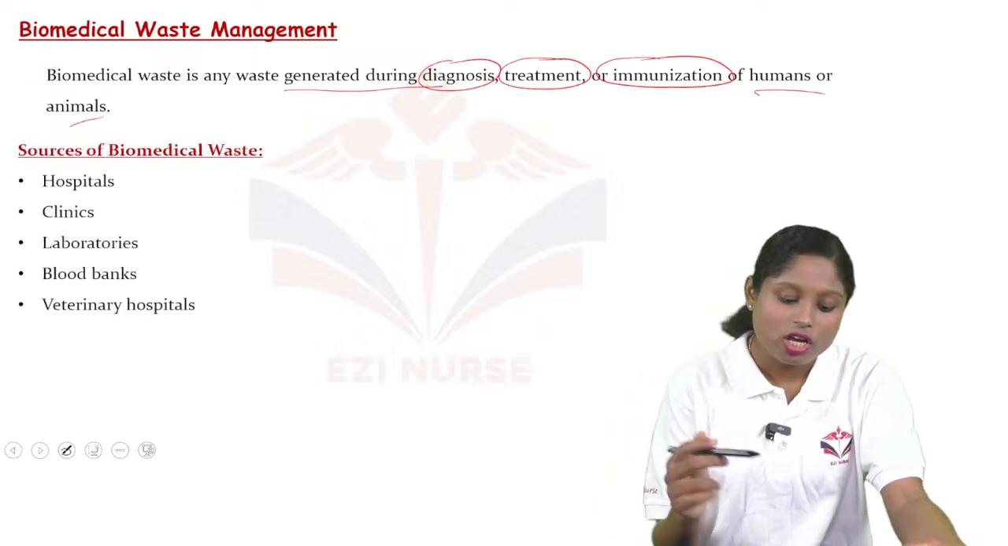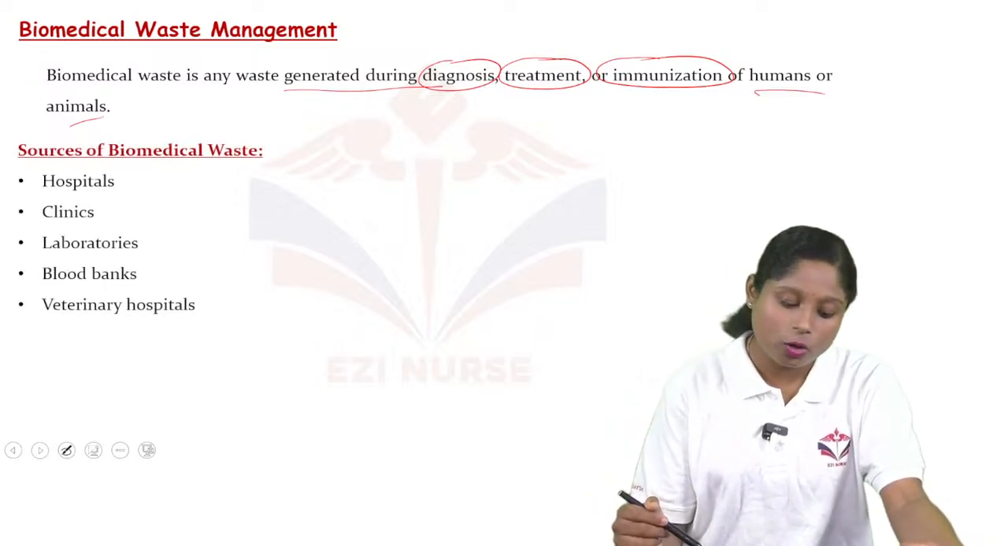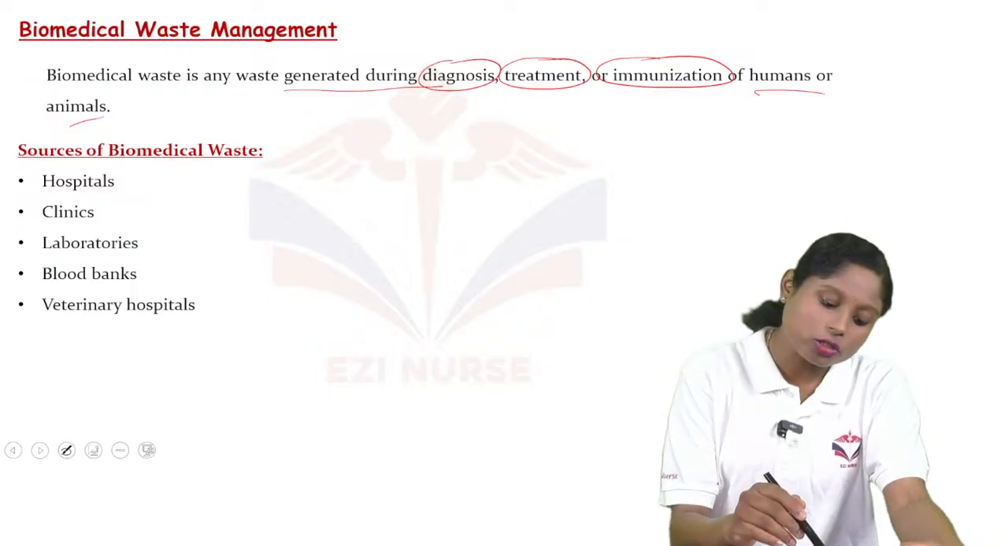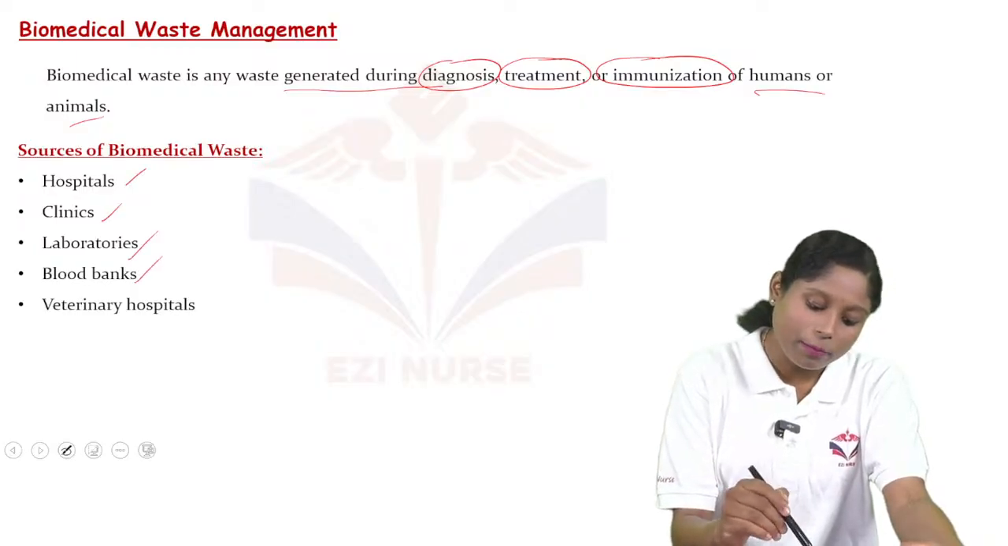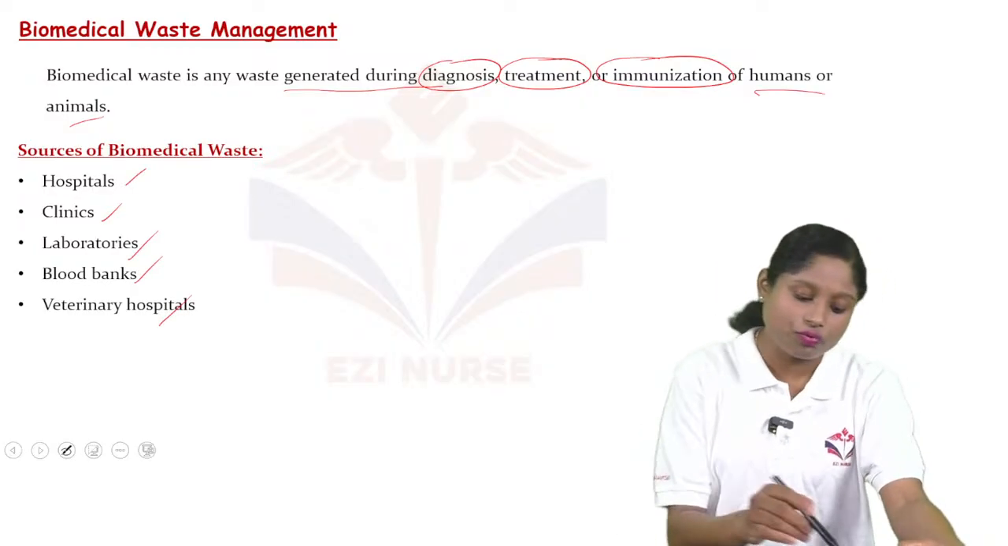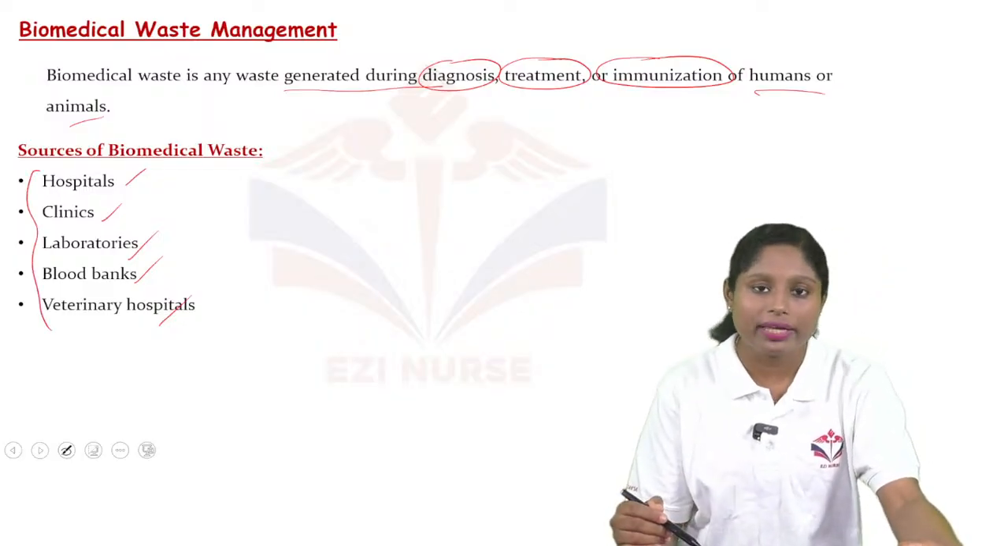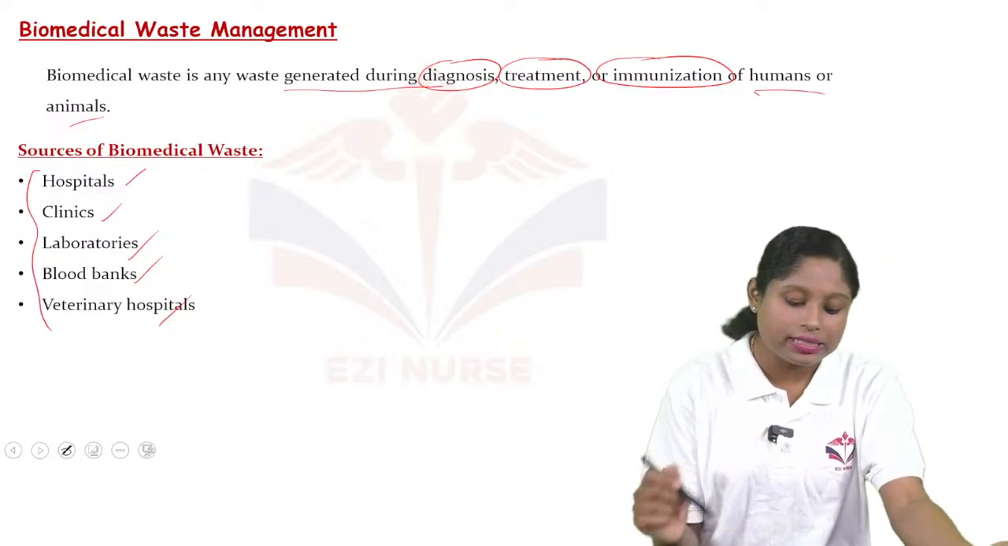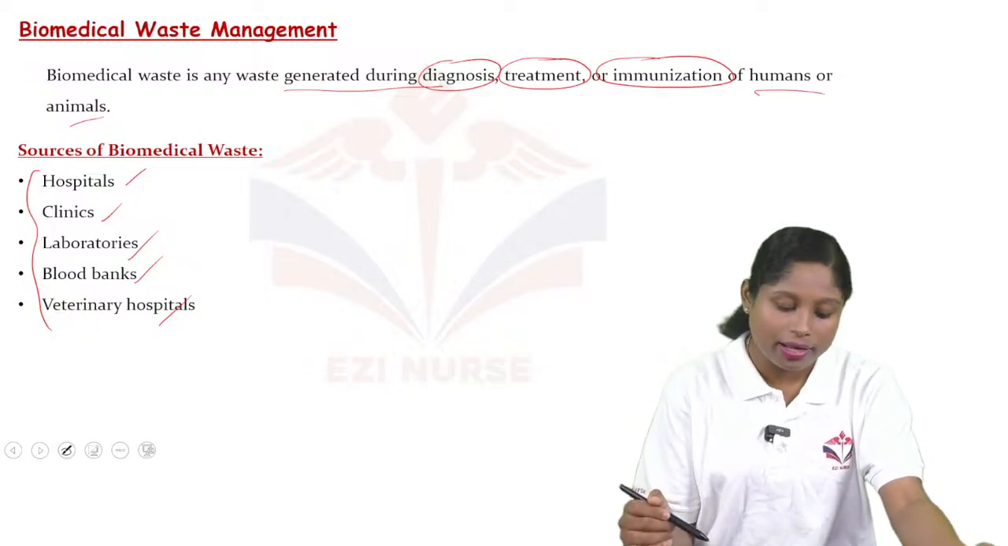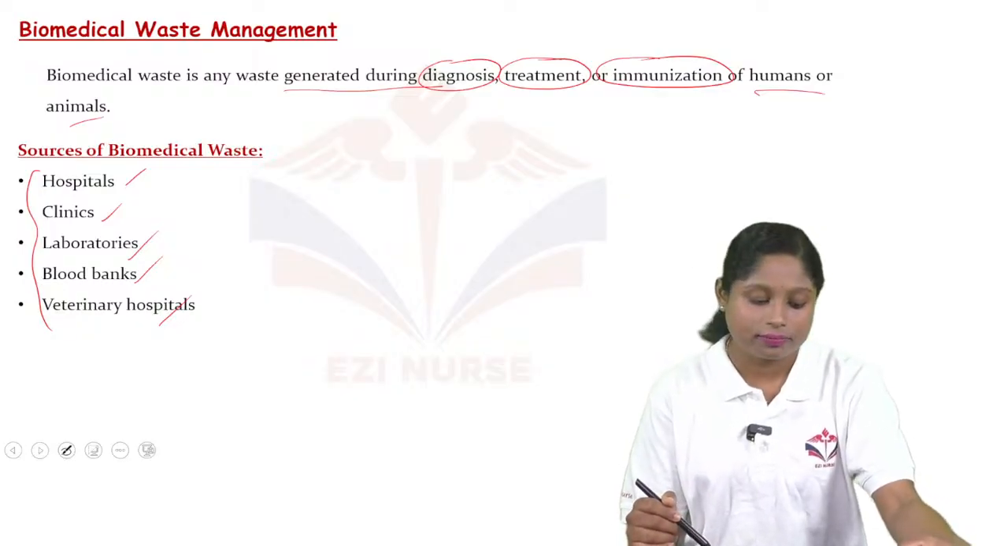So that's the definition. So what are the main sources of biomedical waste? Hospitals, clinics, laboratories, blood banks and veterinary hospitals. These are the sources of biomedical waste.